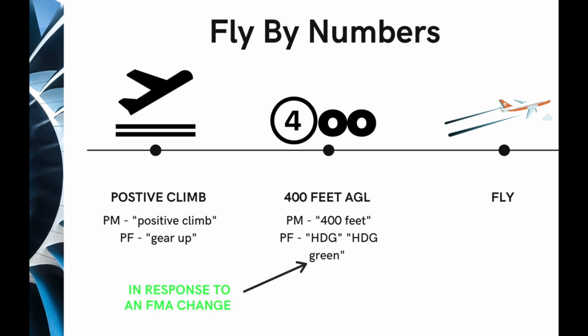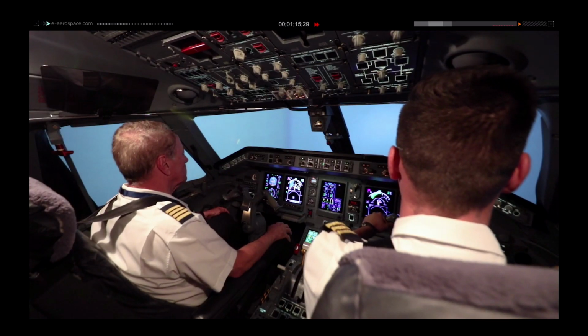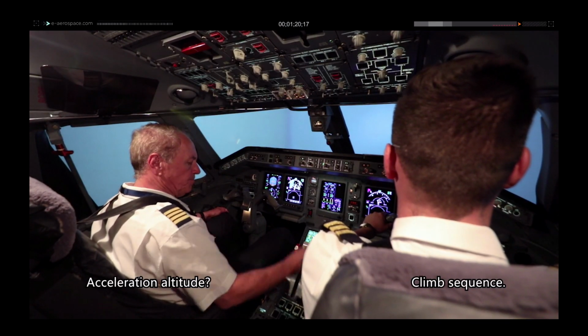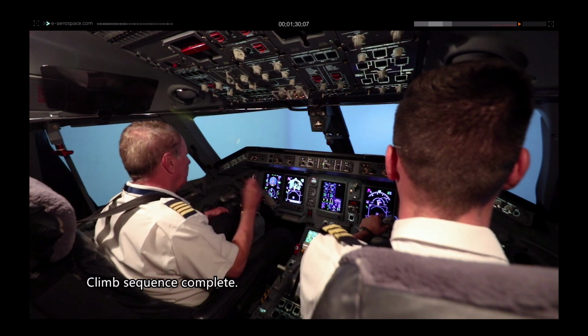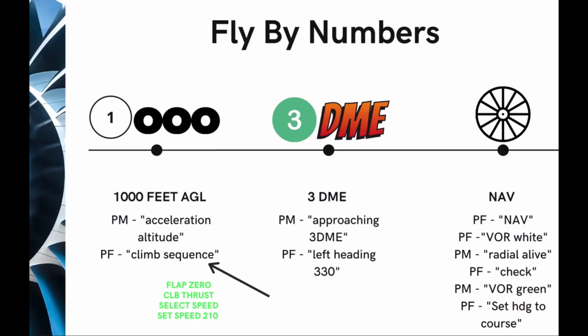Now I just want to stop there a second. Cape Town elevation is 151 feet. Therefore, 400 feet AGL will be 551 feet. So, at 550 feet, that's when the call will come, 400 feet. Acceleration altitude. Climb sequence. Climb sequence complete. At 1,000 feet AGL, the pilot monitoring calls acceleration altitude. The response from the pilot flying is climb sequence.